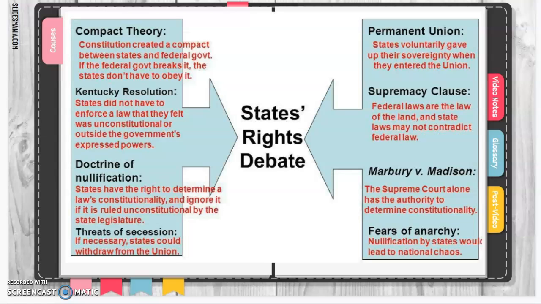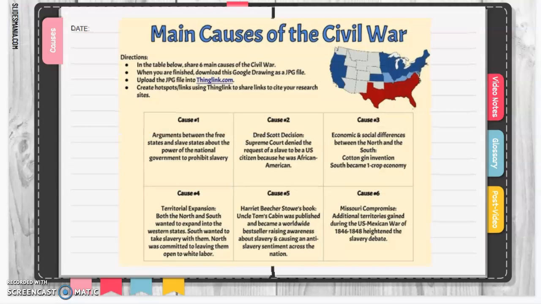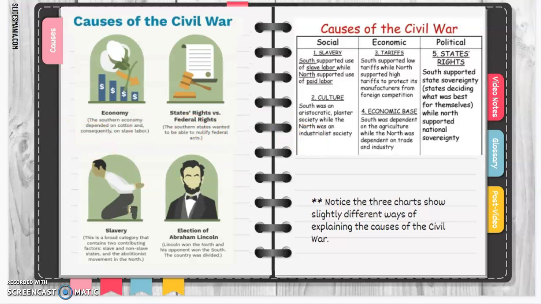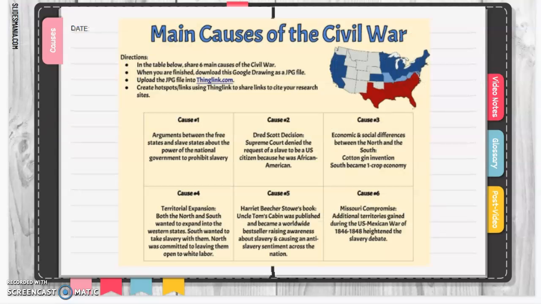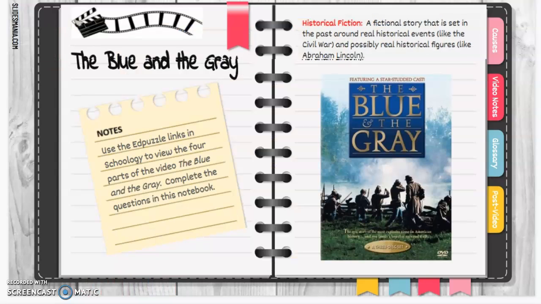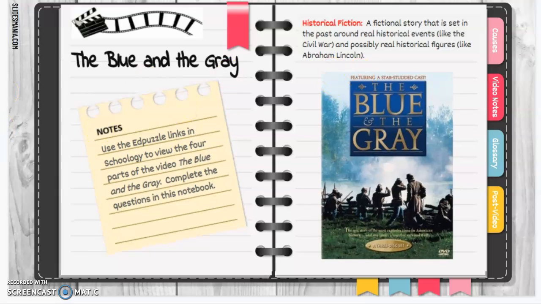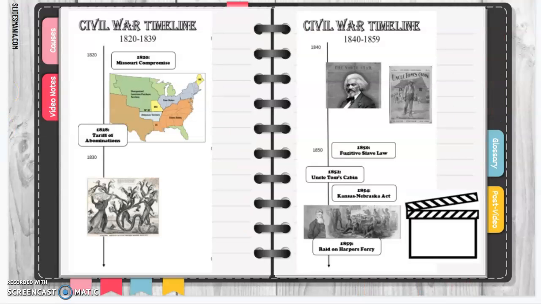We do draw some conclusions throughout, like giving them three different causes charts from Google, and then looking at how each chart portrays the causes of the Civil War a little bit differently and what led to it. And then eventually in the notebook, they will start with the miniseries. And the main idea is just to get them to make connections between the miniseries and things that really happened during the Civil War. So we do that throughout.